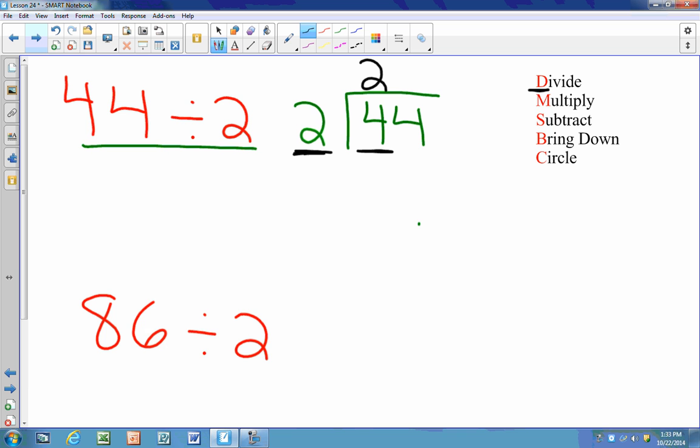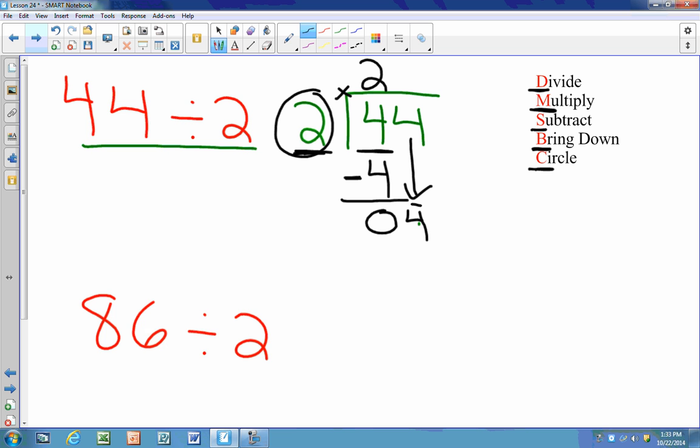And the next thing it says to do is to multiply. So I'm now going to multiply the 2 times the 2 that's on the outside, and I get 4, and I'm going to put that underneath the 4 that I started with. Now I need to subtract, so I subtract 4 minus 4, and I get 0. The next thing it says to do is to bring down, so I bring down my next number, and then I circle the numbers that are now at the bottom. That new circle at the bottom is the next thing that I'm going to be dividing. So I'm asking myself how many times can 2, that's this 2 out here, go into the new number I've created now at the bottom, 4.